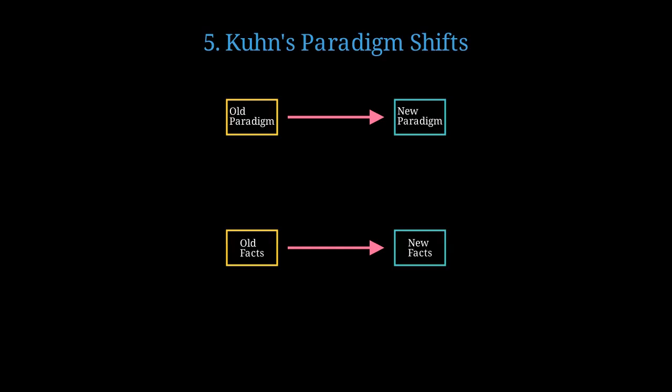Thomas Kuhn described how entire scientific paradigms can shift, changing what counts as a fact. When paradigms shift, what counted as facts in the old paradigm may no longer be considered facts in the new paradigm. Different paradigms, P1 and P2, produce different sets of facts, F1 and F2.